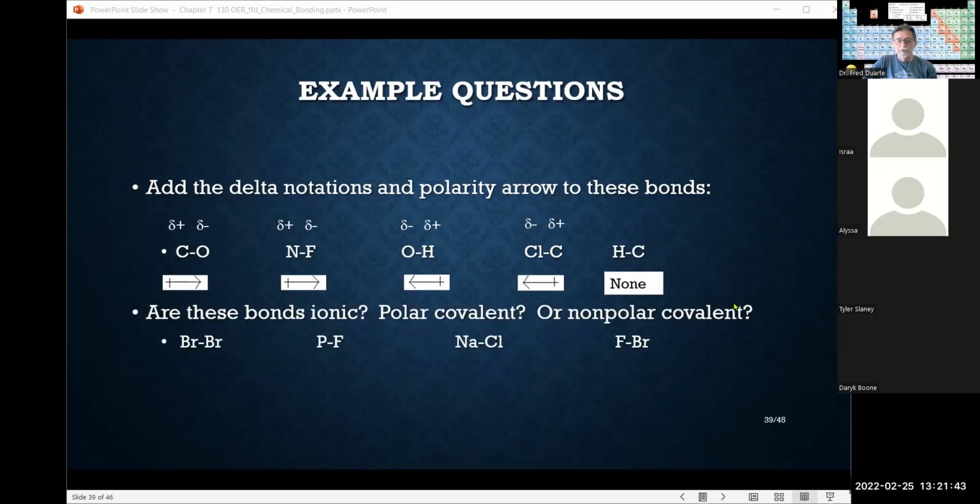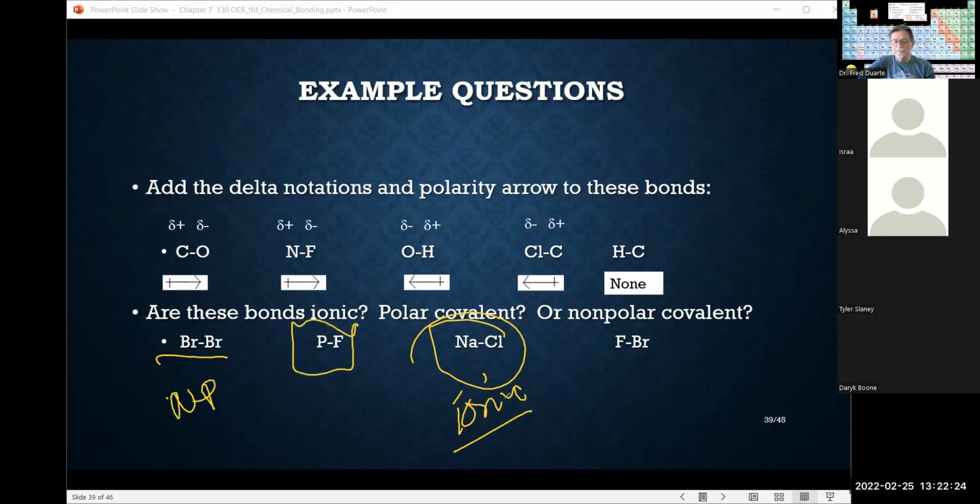All right, here you make your answer. Are these bonds ionic, polar covalent, or nonpolar covalent? Well, to answer the first part, an ionic bond is a combination of a metal and a nonmetal, okay? And the only one here that I see is ionic is the sodium chloride. All the other ones are covalent. So this one's ionic, no questions asked, sodium and chloride. Everyone else is covalent. However, if you look at the Br, bromine, they're both the same, right? Both the same atoms. So we have a nonpolar species here.